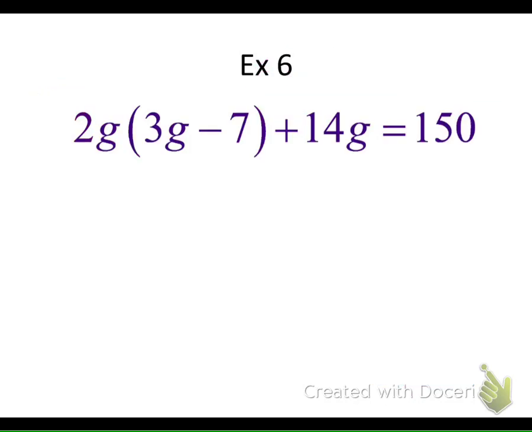Go ahead and write this last example down. Example number 6. Do me a favor. Next to example number 6, put a star or a check mark or put something to identify example number 6. I'm going to pull it up. Now, you will not have this type of problem on your quiz, okay? You will not have this kind of problem on your quiz. So we have 2g times 3g minus 7 plus 14g equals 150.